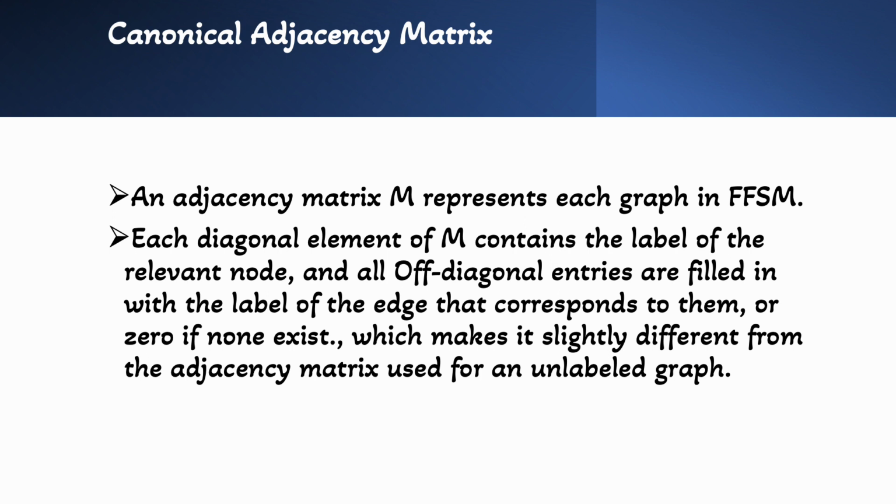Canonical adjacency matrix. Each adjacency matrix M in FFSM represents a graph a little differently from the adjacency matrix for an unlabeled graph. Each diagonal item in M is filled with the label of the matching node, and each off-diagonal entry is filled with the label of the matching edge.